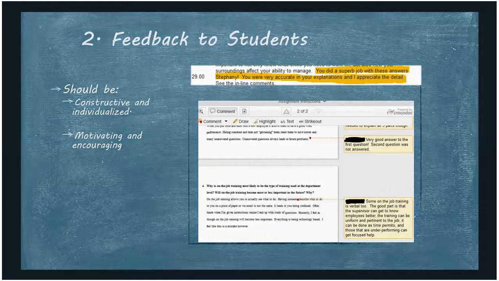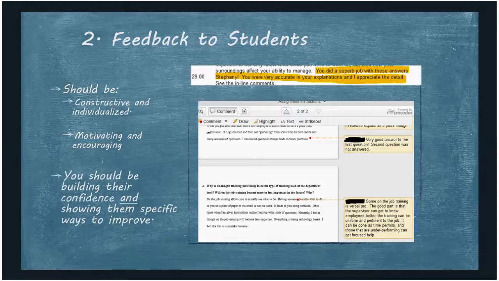If you can keep all 4 of these words in your vocabulary and in the back of your mind when you're doing your feedback, you should be able to completely impress your students. When you're writing feedback, make sure that you're building confidence, making them feel like they're actually doing a good job, and showing them where they can improve in areas that they're not doing so well.